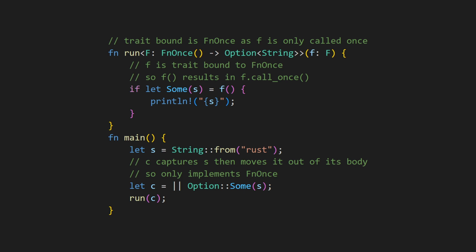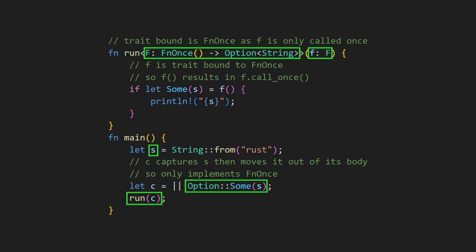Consider this example of a function that takes a closure parameter trait bound on FnOnce, because the function will only call the closure once. It's called with a closure that moves a captured value out of its body, and so the closure only implements FnOnce. The trait bound on FnOnce forces the closure to be invoked by calling the FnOnce callOnce method.